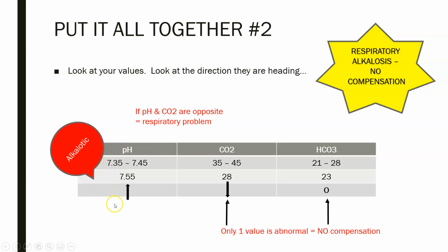And if we want to talk about whether it's respiratory or metabolic, we go respiratory opposite, metabolic equal. We know that these two values are going in the opposite direction, so it's a respiratory problem. When we look at compensation, pH is out of range, so then we must look at our CO2 and bicarb. One of the values is within normal range, and since only one is abnormal, it is no compensation. So we interpret this as respiratory alkalosis with no compensation.